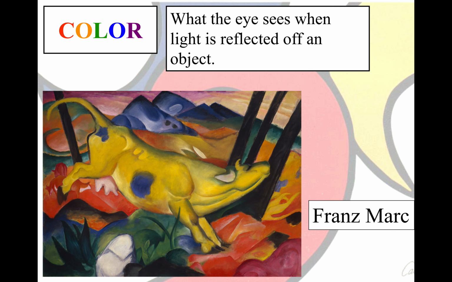All right, so color, this is what the eye sees when light is reflected off an object. So if you're in a dark room and you're trying to find white socks, you can't tell which ones are white because there's no light to shine on them to show you. All you can do is use your other senses like touch and try to remember what your white socks feel like. Same thing with clothing. So if there's no light shining on the object, we can't see what color it is.